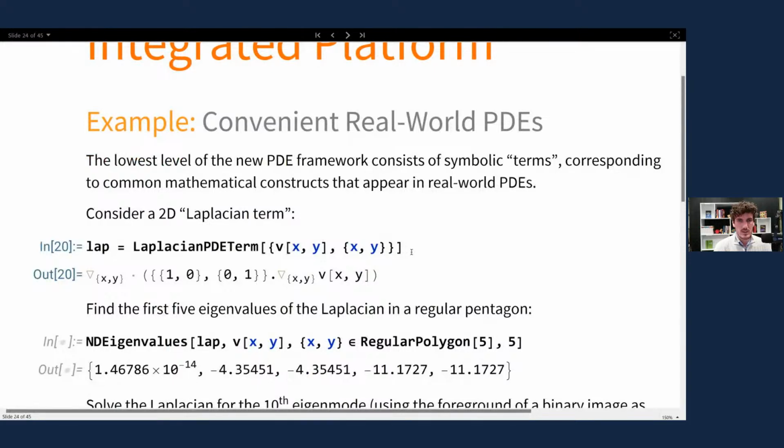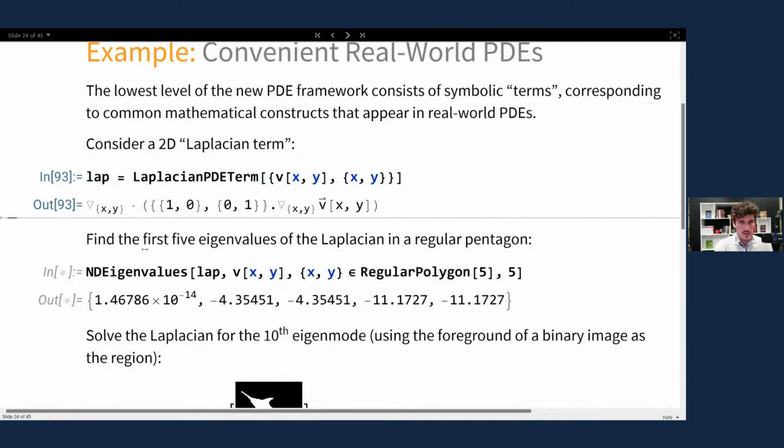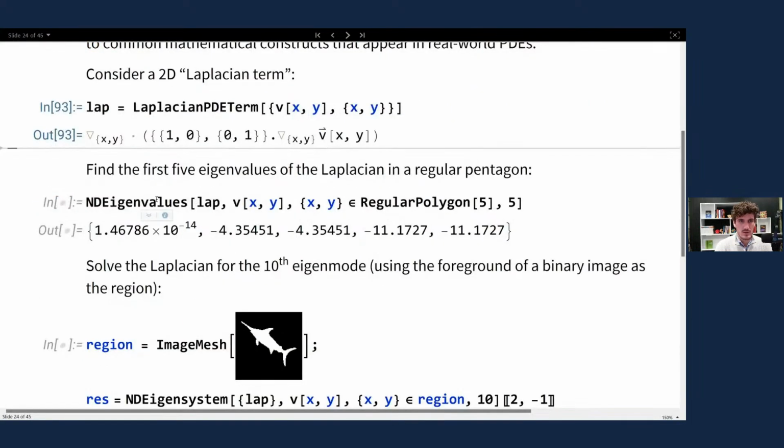So we consider a 2D Laplacian term, and hovering over this, we actually see that it's an inactive Div operator. Now, NDEigenvalues will give us the n smallest magnitude eigenvalues, so we want the first 5. And notice here we've given x and y as being members of a regular pentagon. This is what RegularPolygon[5] is doing as our region in this example.